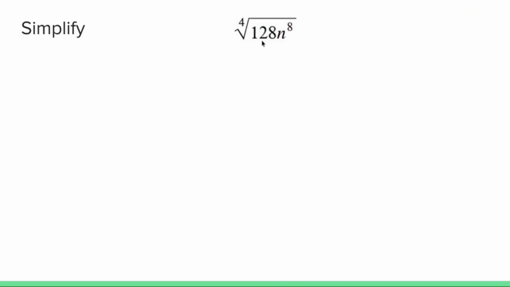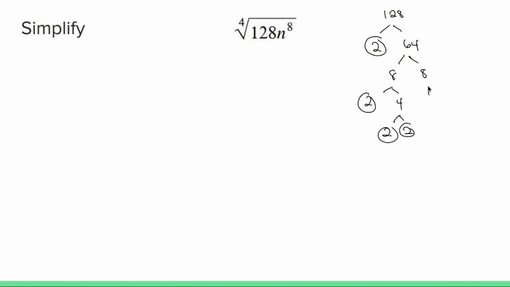Simplify the fourth root of 128 n to the 8th power. All right, well, let's go off to the side and make a factor tree out of 128. 128 can be 2 and 64. Circle the 2. 64 can be 8 and 8. Circle none of those. 8 can be 2 and 4. Circle the 2. 4 can be 2 and 2. Circle the 2s. And this other 8 is going to be literally the same exact thing.